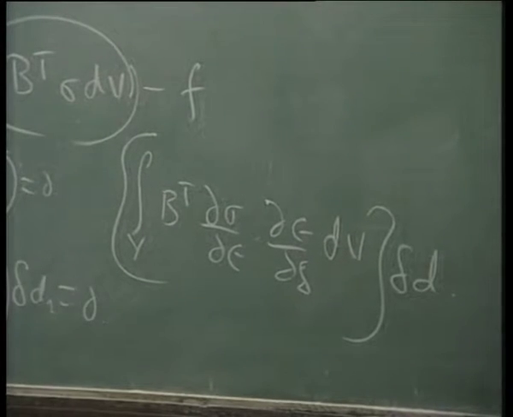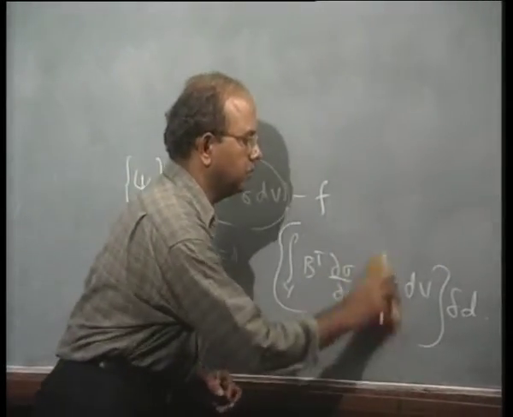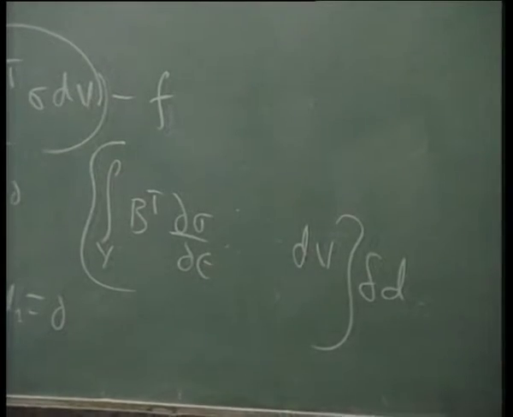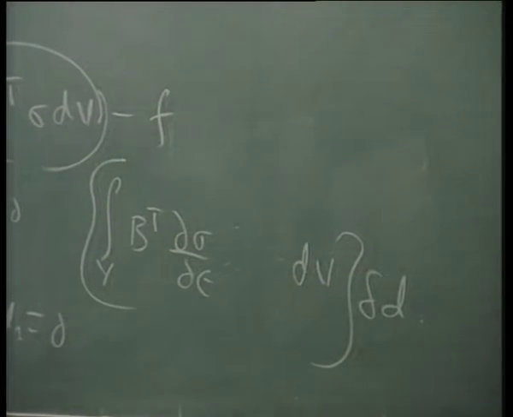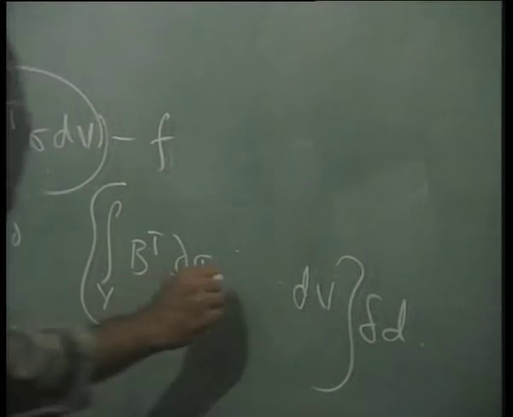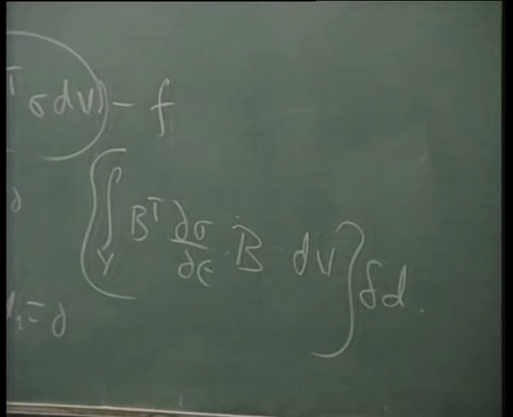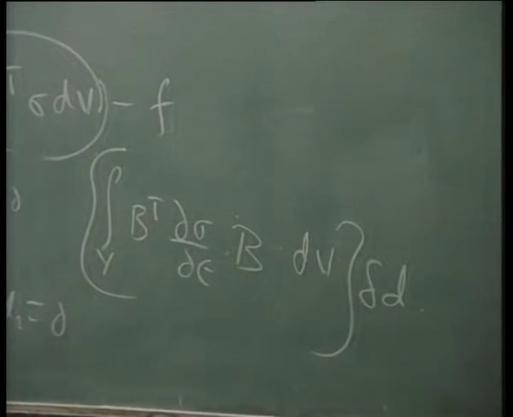What is dou epsilon by dou d? What is this? From finite element. Yeah, B matrix. Epsilon is B times d. Any questions? Right? B matrix. So B transpose dou sigma by dou epsilon into B dV, period. Very simple. Is that clear?